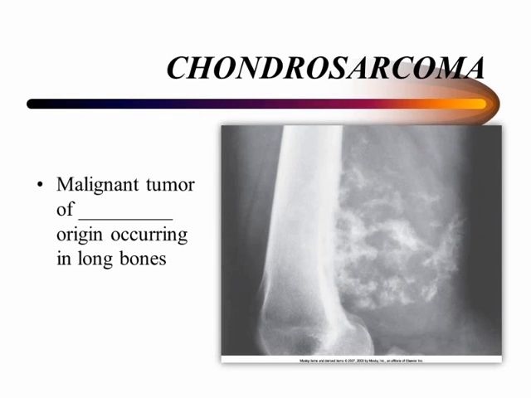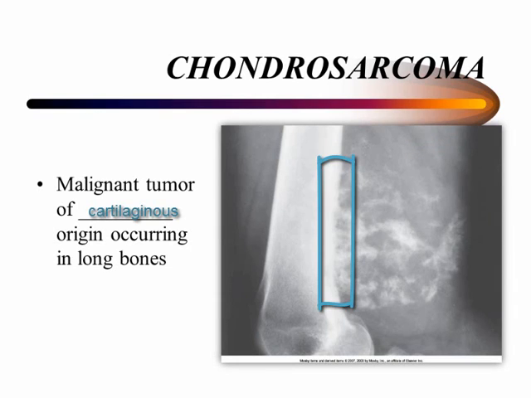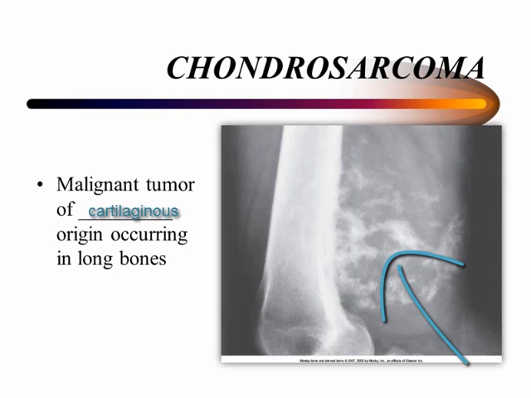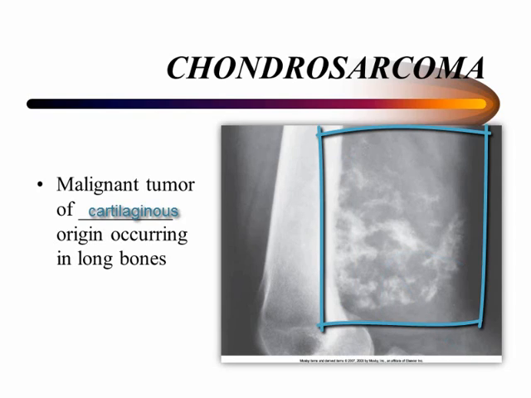A chondrosarcoma is a malignant tumor of cartilaginous origin that may originate anew or within a pre-existing cartilaginous lesion. In addition to the bony destruction seen with all malignant tumors, chondrosarcoma often contains punctate or amorphous calcification within its cartilaginous matrix. And in this image we see a rather large chondrosarcoma in the posterior aspect of the distal femur.